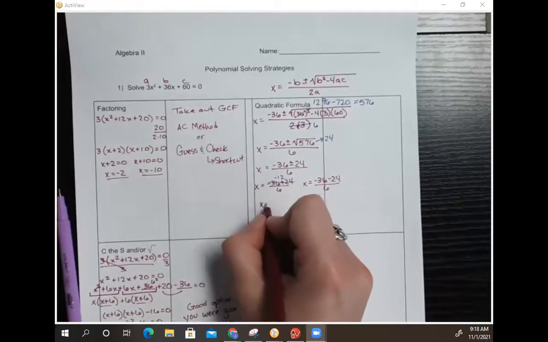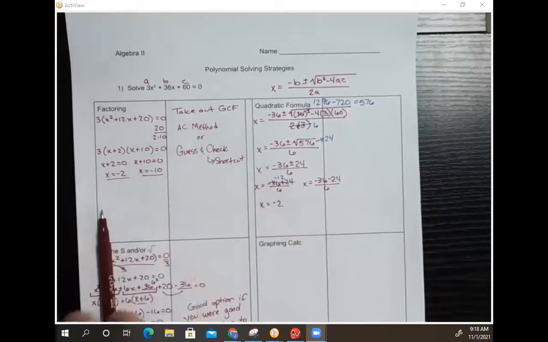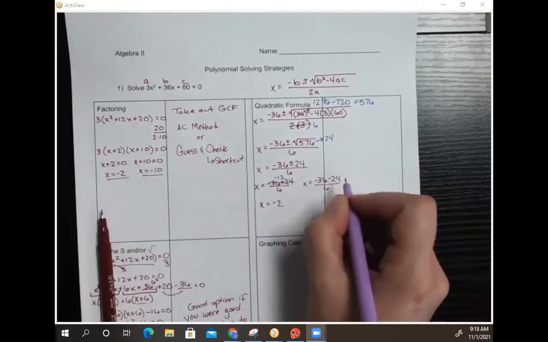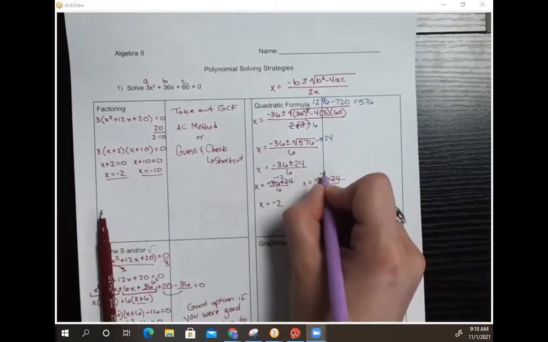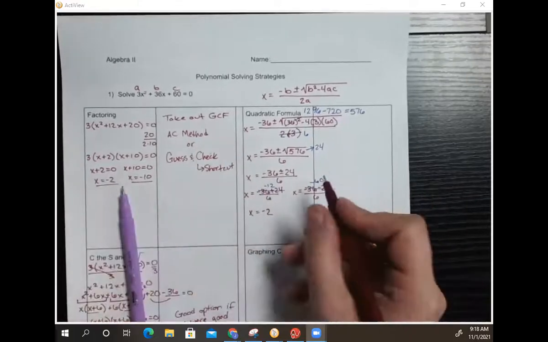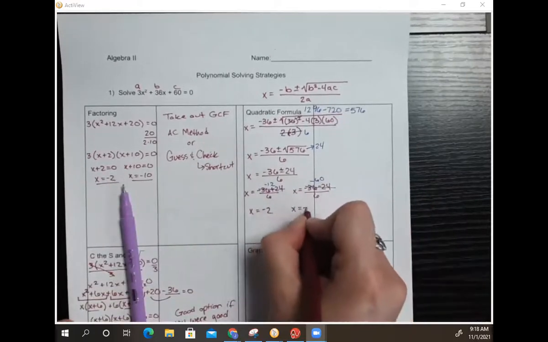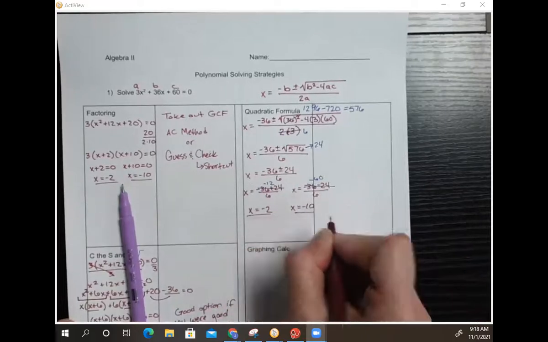Negative 12 over 6 would be negative 2. And then negative 36 minus 24 would give me negative 60. Negative 60 divided by 6 would be negative 10. Same 2 solutions.